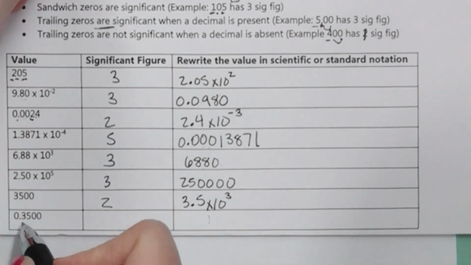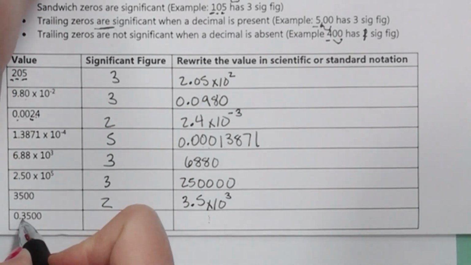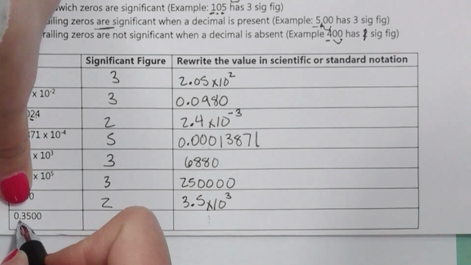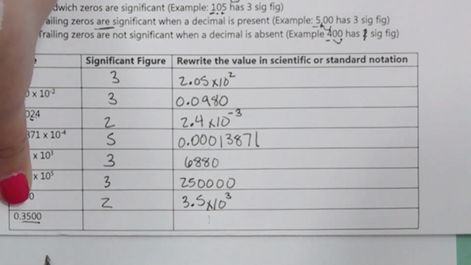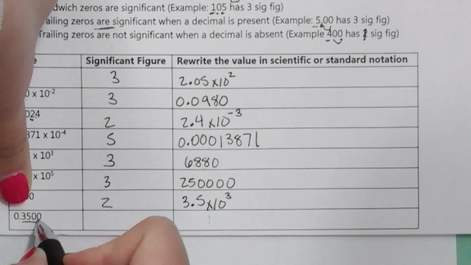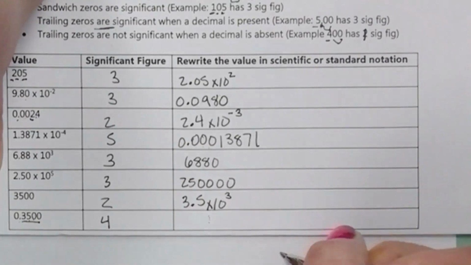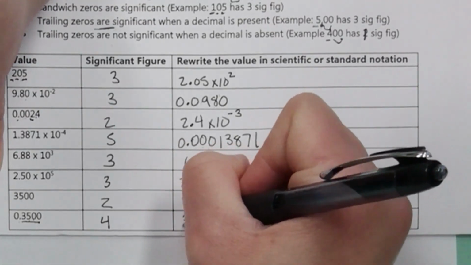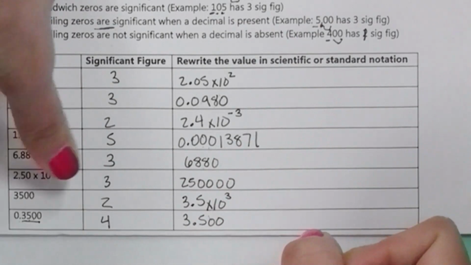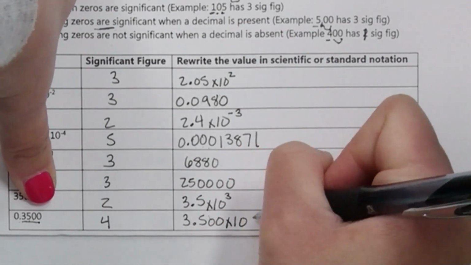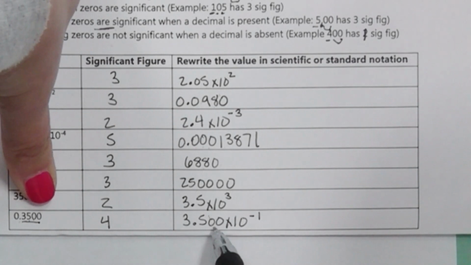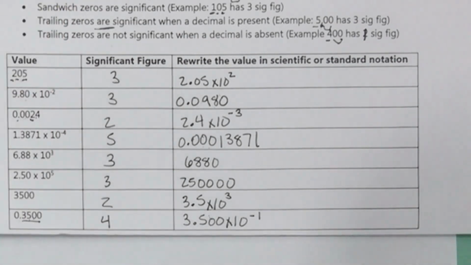All right, in this example, what do we notice? My first non-zero digit follows a decimal. So therefore, this decimal locks everything in. All 4 of these are significant. So if I wanted to put it into scientific notation, I would need to keep the zeros in my value because they are now locked in, whole number and a decimal, so they are still significant. 3.500 times 10 to the negative 1.